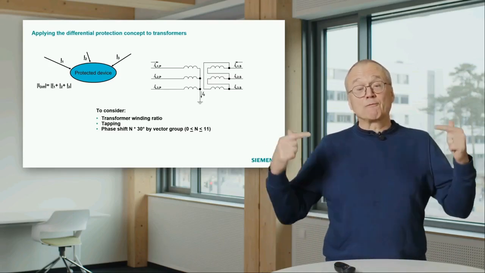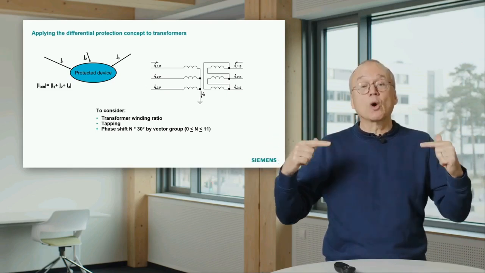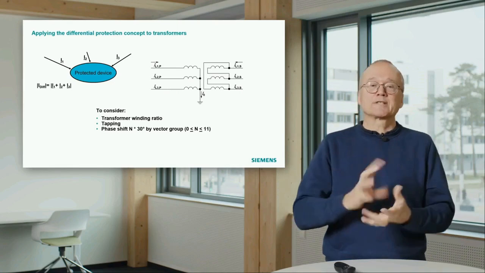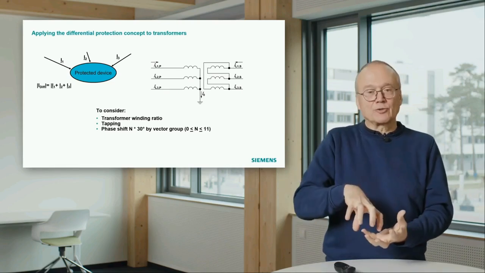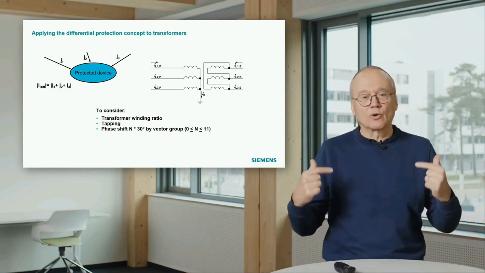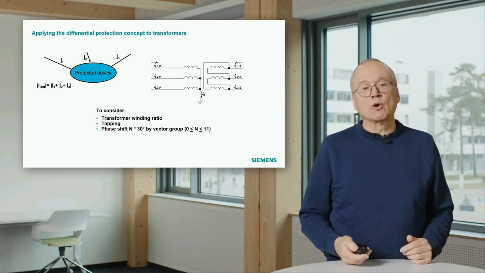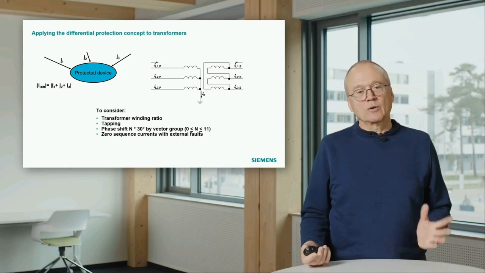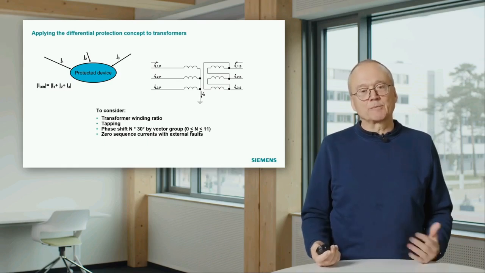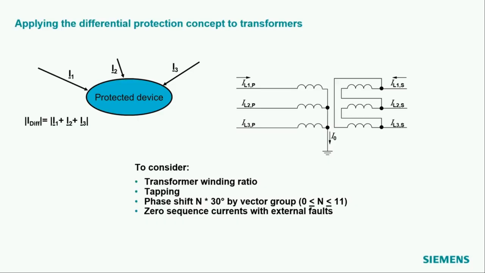And that means before we can compare or can apply the differential protection to our currents, we have somehow to compensate this phase shift. Otherwise, we get a differential current already coming from the phase shift. And then we have two more issues there, which I will touch later on in the presentation. We have to do special treatment of zero sequence currents, and we have to look at the so-called inrush.